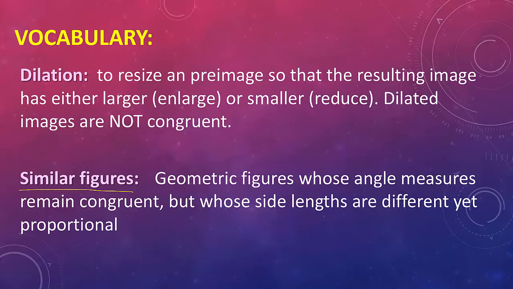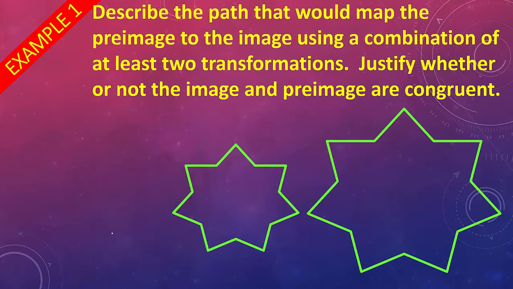Similar figures are geometric figures whose angle measures remain congruent but whose side lengths are different yet proportional. So that means even though the image is bigger or smaller, there is a proportion between the side lengths. Not that that is going to be covered necessarily right now, but it's important to know the difference between congruent figures and similar figures.